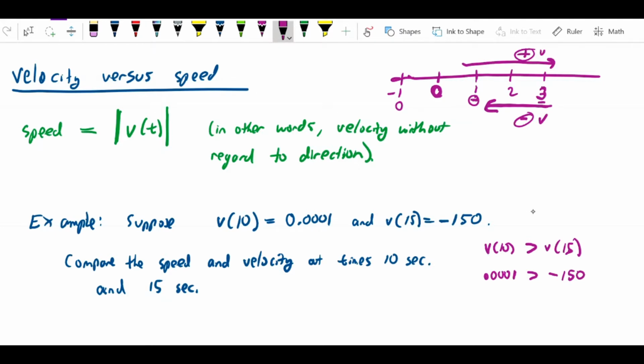So we can think of it as though at time 10, the object is crawling to the right. At time 15, it's racing to the left. But when we're considering the signed quantity, we would say that this crawl to the right is a greater velocity than this race to the left. But if we're considering only the actual amount of speed, in other words, without regard to direction, then we would say the speed is higher at time 15.